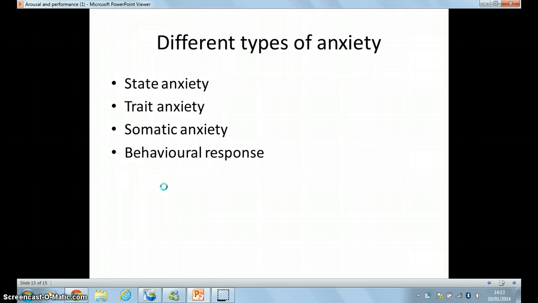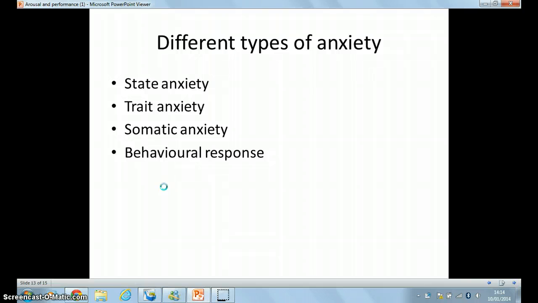Trait anxiety. This is your behavioural reaction, so if you feel threatened, even if you are not in a threatening situation, this is the sign of high levels of anxiety. If you are playing in a game that has no significant meaning, like a friendly, but you are still experiencing anxiety because you are nervous.